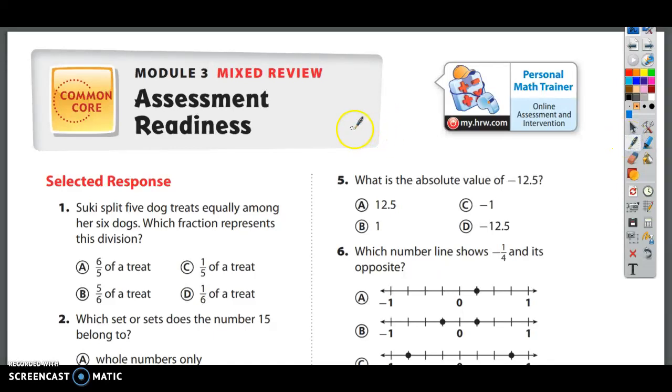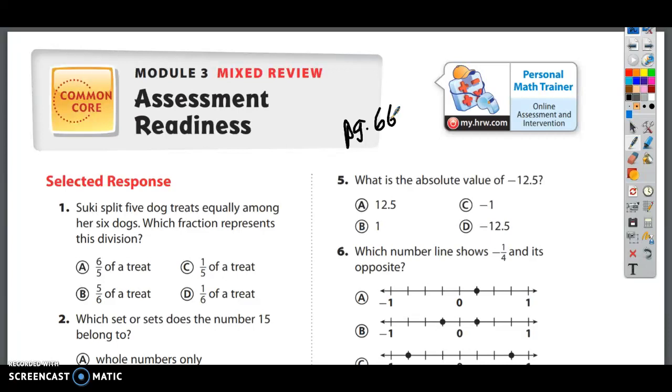We are on page 66, and this is the Module 3 test review. Most of these are multiple choice. Let's go through them. I suggest that you go through them on your own first, and then play this video to check your answers. Alright, number 1.